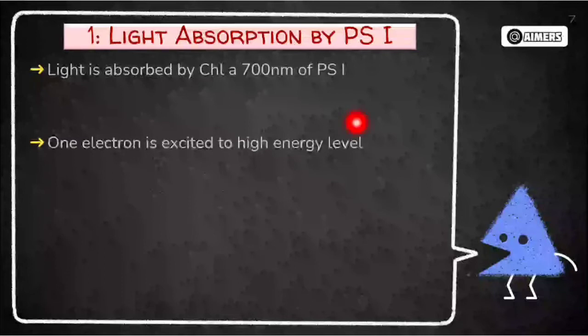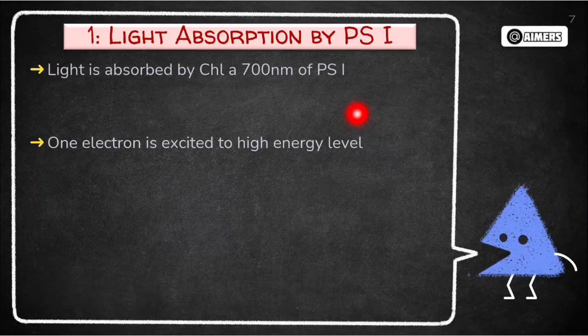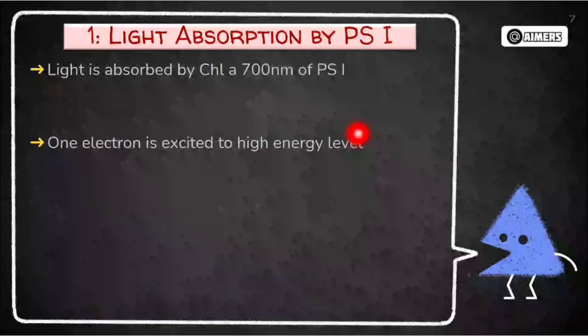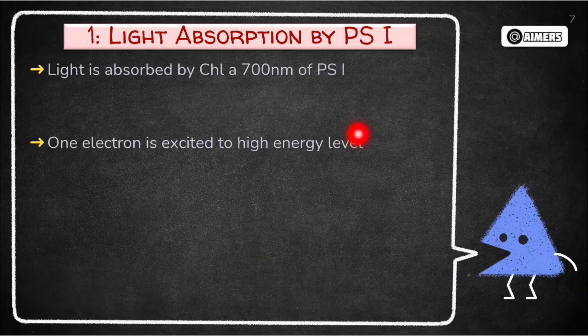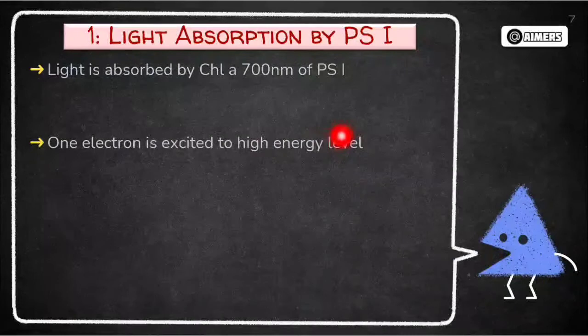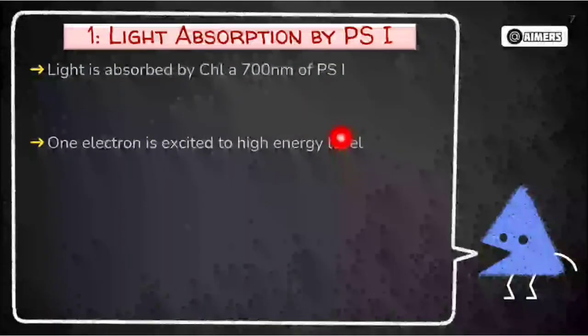Now do remember this point: in non-cyclic photophosphorylation, we saw that 2 electrons were excited to a higher energy level, because 2 electrons were required to reduce NADP plus into NADPH. If you haven't seen that video, then go and check it out first, and then you will have a better understanding of cyclic photophosphorylation. In that case, 2 electrons were excited, but now only 1 electron is excited because there is no production of NADPH. So we don't require 2 electrons to reduce NADP plus into NADPH. So only 1 electron is excited.